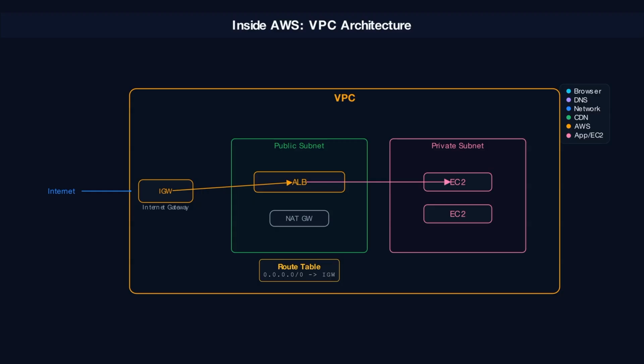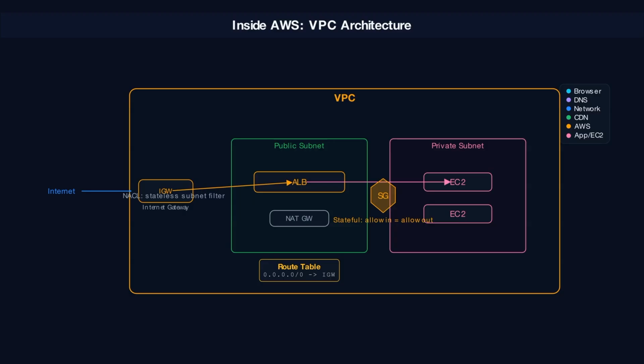How does traffic know where to go? Route tables, GPS routing rules for the VPC. The public table says, default traffic goes to the IGW. The private table might route through a NAT gateway.